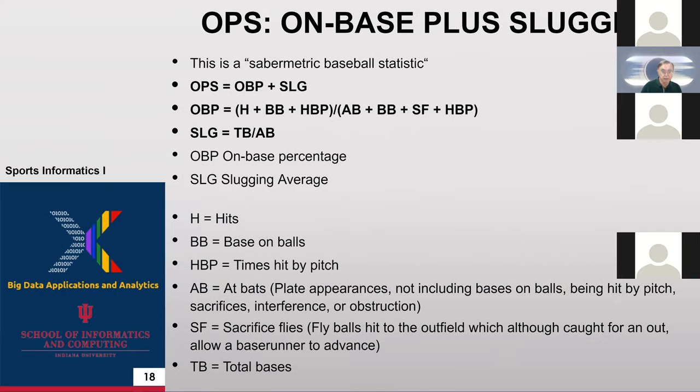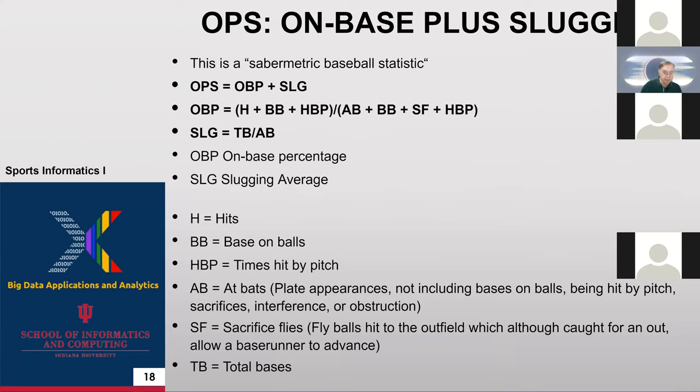So here I have one or two examples of complicated statistics. Here is OPS, which is a sabermetric statistic, and it sums up OBP, which is on base percentage, and SLG, which is slugging average. And they just measure different features.